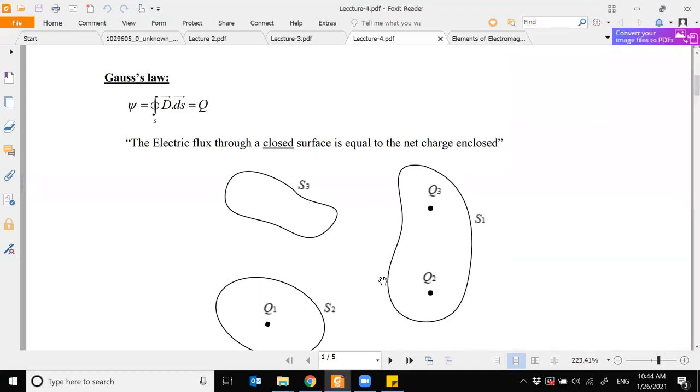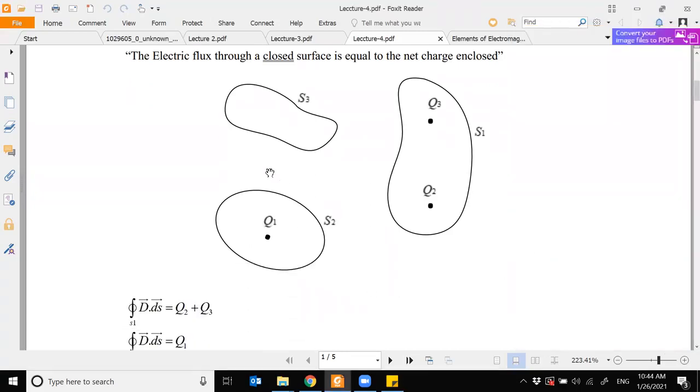So if you see here, these are some of the examples. Suppose you have a closed surface S3, closed surface S2, closed surface S1. Now this S1 is a closed surface which encloses two charges, Q2, Q3. Here it is Q1. Here it is nothing. So if I apply Gauss's law, what will I get for this S1?